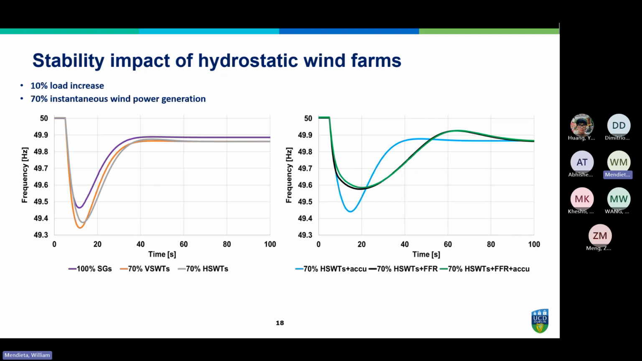In the figure on the right, we activate the frequency controls for the hydrostatic wind turbines. We can see that the frequency response is improved for the case of the hydrostatic wind turbine, with the inertial response of the hydrostatic wind turbine plus the accumulator, but it still is not as good as with only synchronous generators. But when we also activate the fast frequency response of the hydrostatic wind turbines, we can see that the frequency response has been improved.